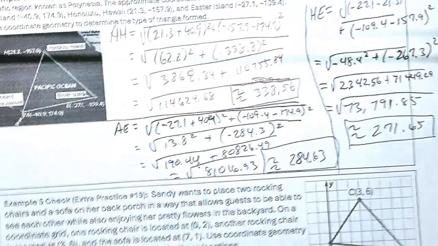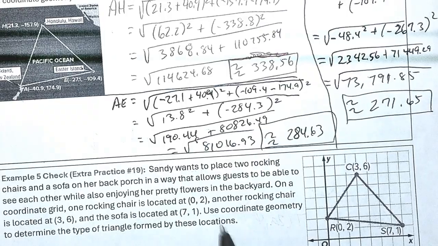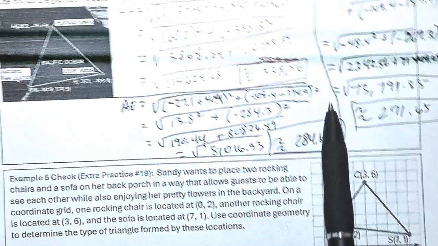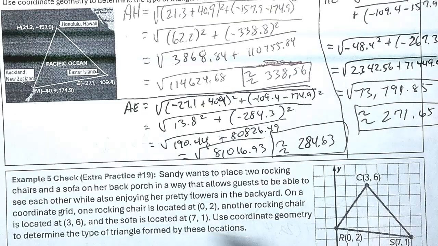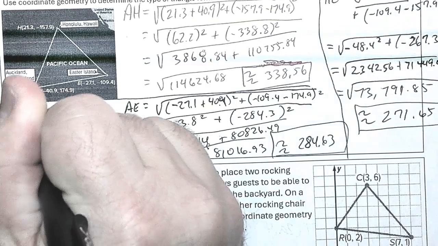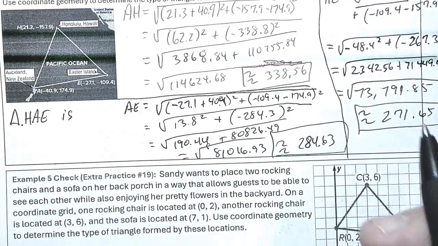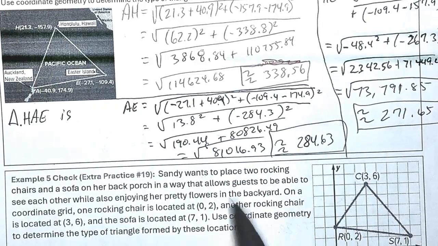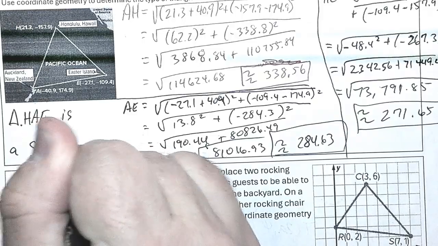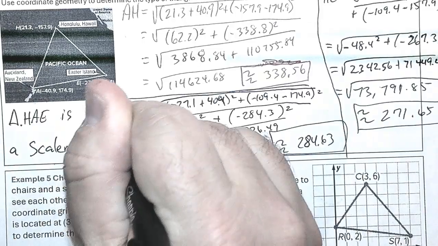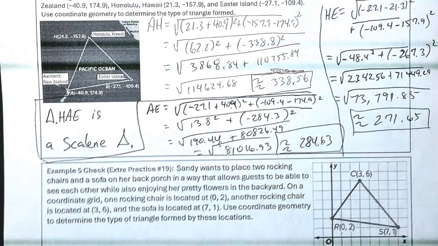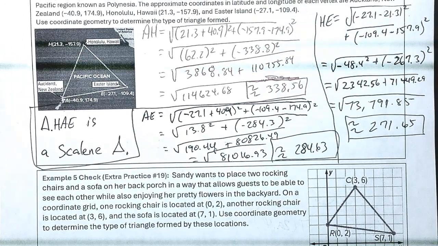So now we have all three. Even though these are close, I thought for sure those might be equal, but they're not. So all three sides are not congruent. So what does that make triangle HAE? This is not one we talk about a lot, but where all three sides are not equal, it is a scalene triangle. So there's your answer.